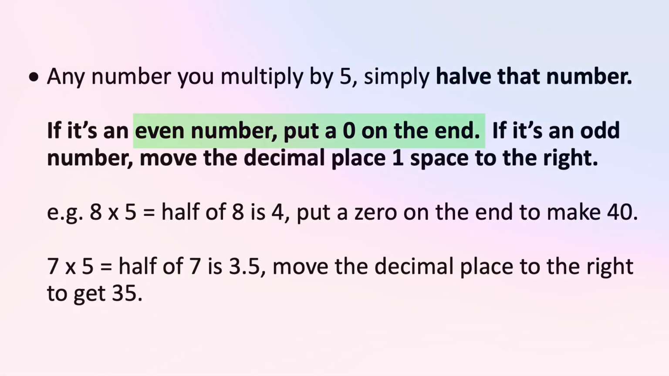Any number you multiply by 5, simply halve that number. If it's an even number, put a 0 at the end. If it's an odd number, move the decimal place one space to the right. For example, 8 times 5. Half of 8 is 4. Put a 0 on the end to make 40. 7 times 5. Half of 7 is 3.5. Move the decimal place to the right to get 35.